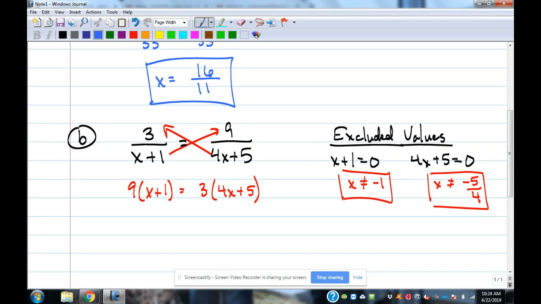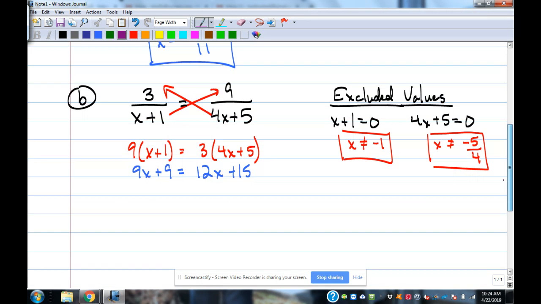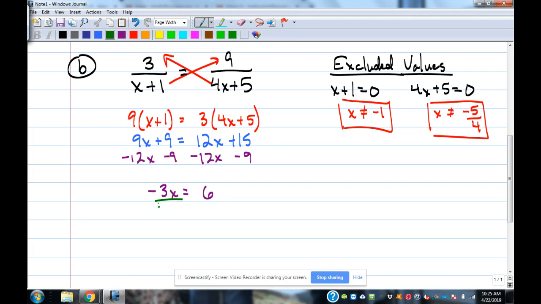And then we just do distributive property and get x by itself. So 9x plus 9, 12x plus 15. And do the math to make it work. I'm doing it this direction, doesn't necessarily matter. Divide by 6. x is -2. That doesn't match one of the excluded values, so we're going to keep it as a solution.